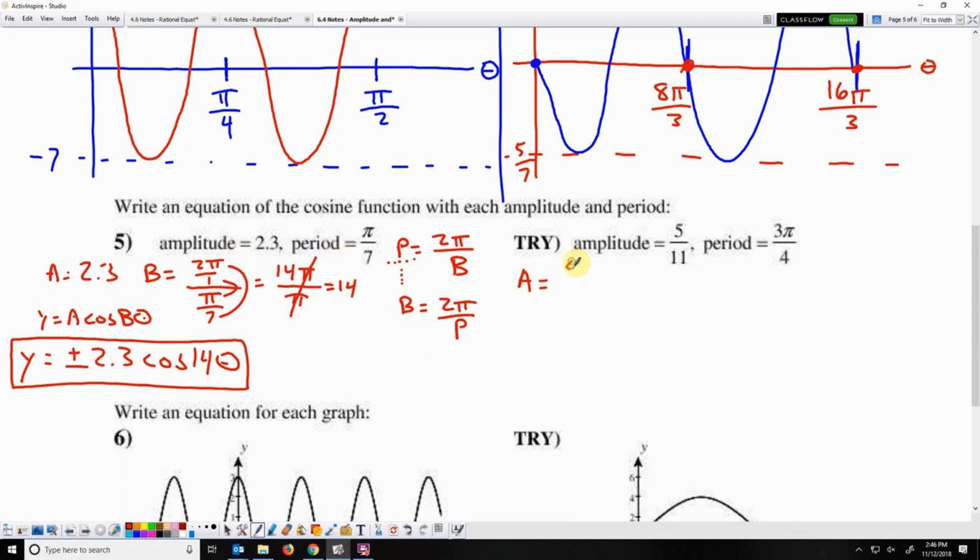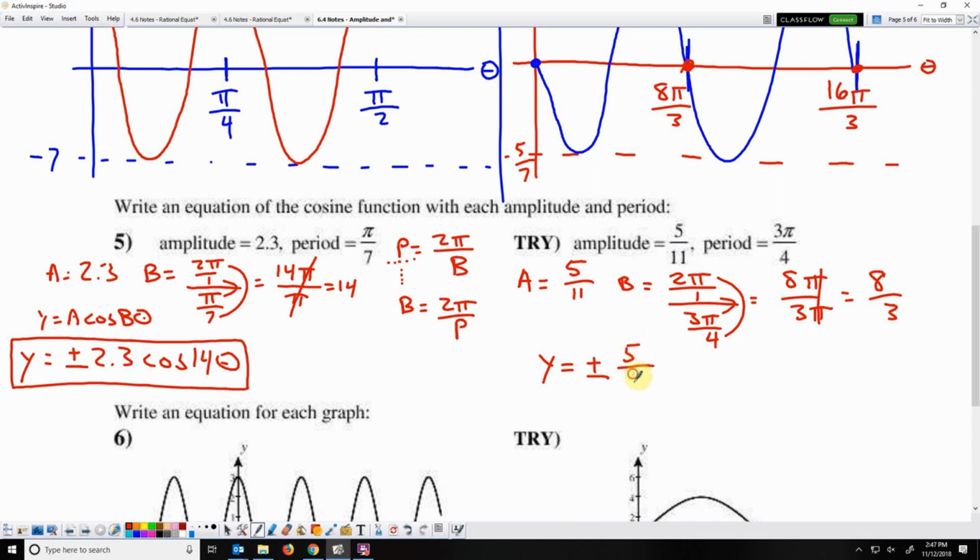So here, the amplitude A is 5 over 11. B is 2 pi over the period. So that would be 8 pi over 3 pi, which is 8/3. And again, it doesn't tell us whether this is going to start at the top and go down or start at the bottom and go up. So y equals plus or minus. Either one will not violate any of this information. 5/11 cosine 8/3 theta.